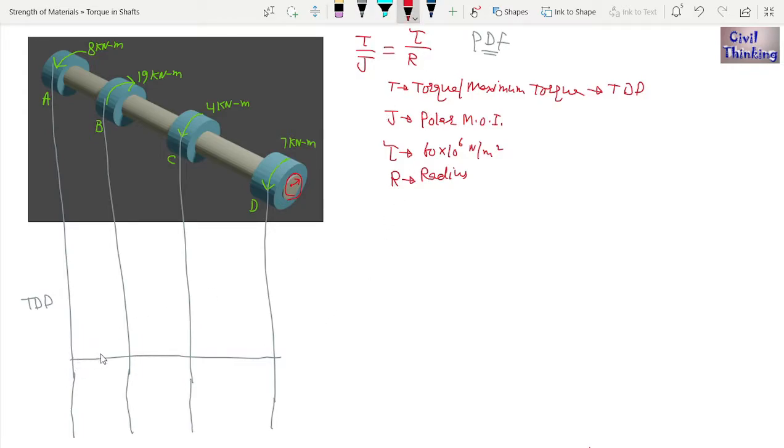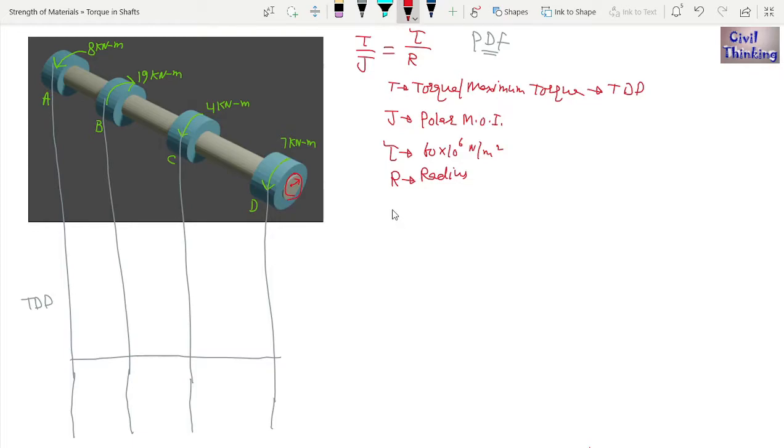Now this is the baseline, zero torque. Above this baseline I will draw the positive torques, and below this zero line I will draw the negative. Now the question is which of these torques is negative and which is positive. For that I have to make an assumption. Let me assume the downward torques like 8, 4 and 7 as negative.